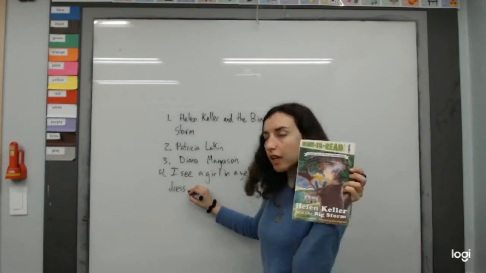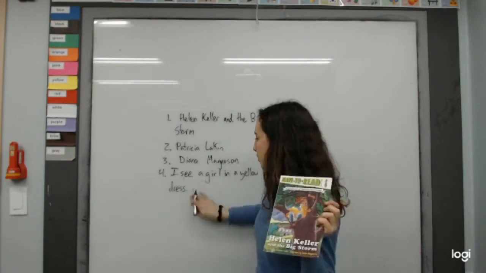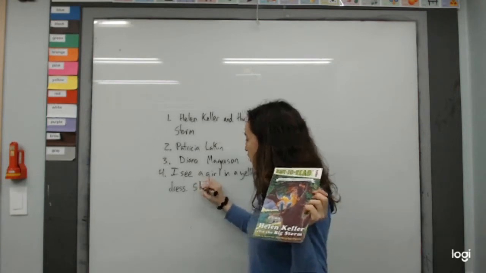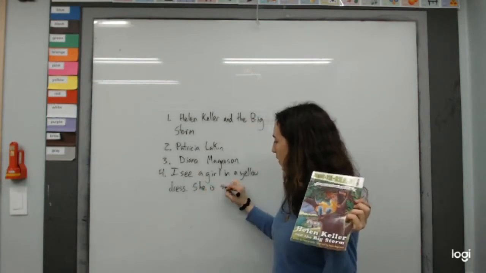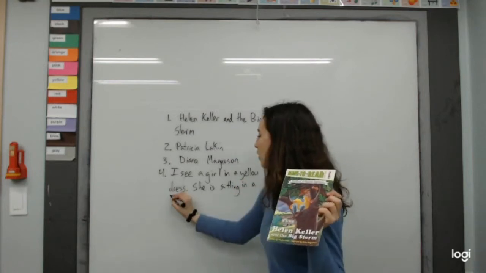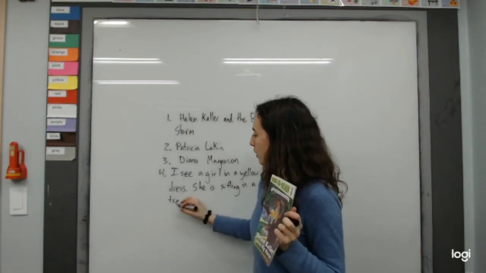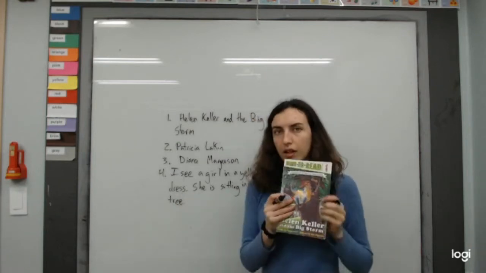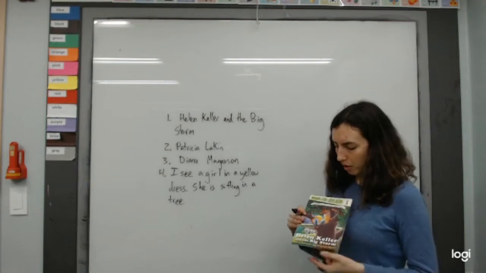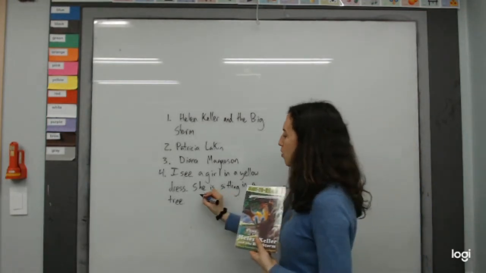What is the girl in the yellow dress doing? She is sitting in a tree. So, what else do we see in the book? How is the weather? To me, there is a storm.